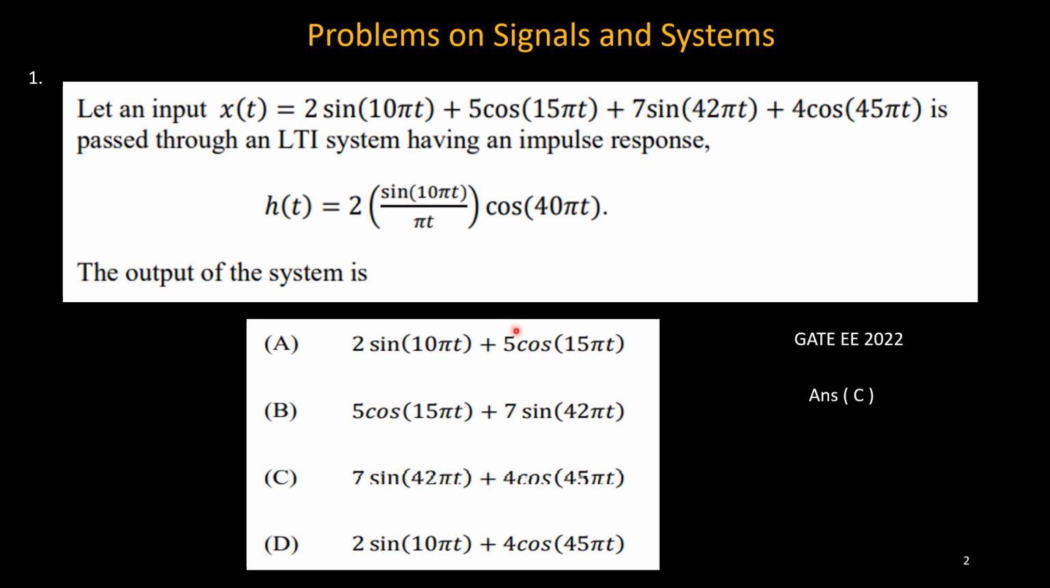The first problem that we will consider here is this one. Consider a signal x(t), given as 2 sin 10πt + 5 cos 15πt + 7 sin 42πt + 4 cos 45πt. This signal is passed through an LTI system having an impulse response h(t), given as 2 times sin(10πt) upon πt times cos(40πt). Now we need to find out the output of the system. Choices are given.